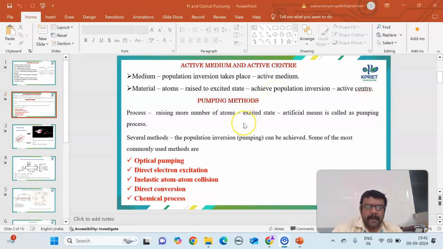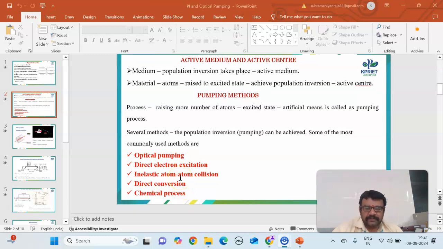There are different types of pumping methods to achieve population inversion. The process of raising more atoms to the excited state than the ground state by artificial means is called the pumping process. Several methods are available, as I said earlier. Some of the most commonly used methods are optical pumping, direct electron excitation, inelastic atom-atom collision, direct conversion, and chemical processes. Let us see them one by one in detail.